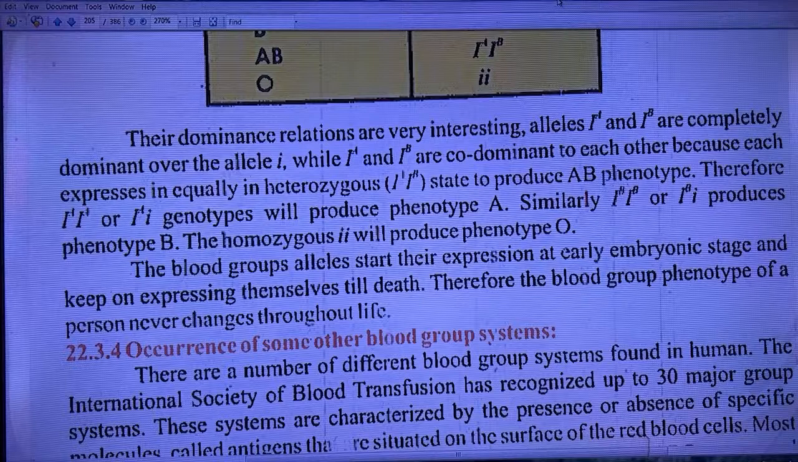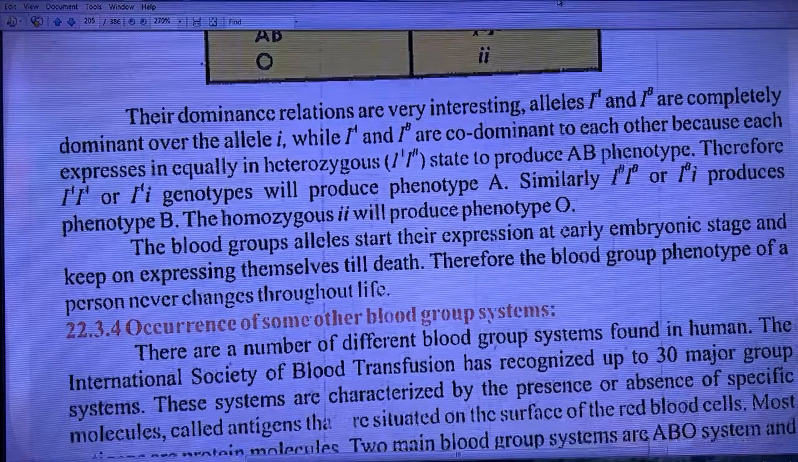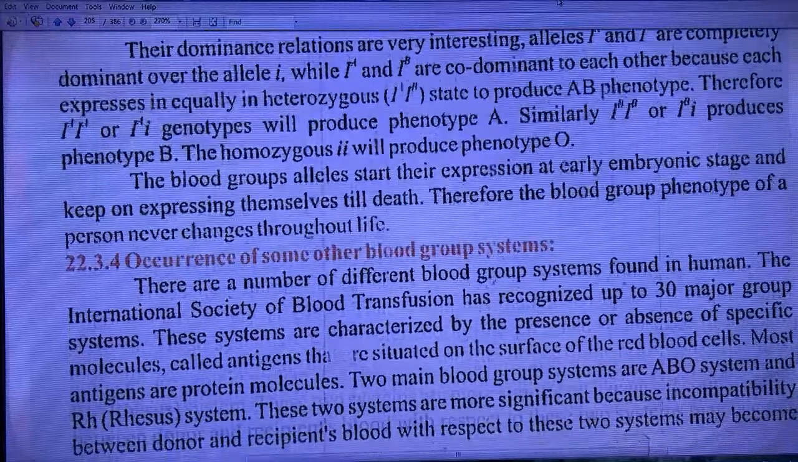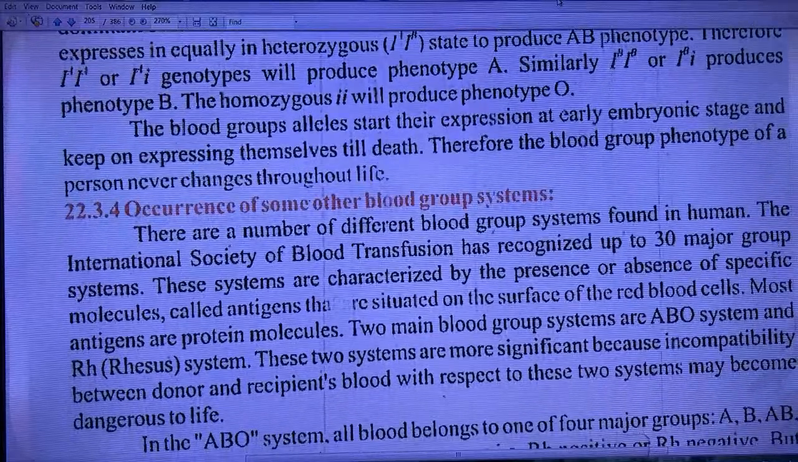Therefore, IA IA or IA i genotype will produce phenotype A. Similarly, IB IB or IB i produces phenotype B. The homozygous small i will produce phenotype O. The blood group alleles start their expression at an early embryonic stage and keep on expressing themselves till death. Therefore, the blood group phenotype of a person never changes throughout life.